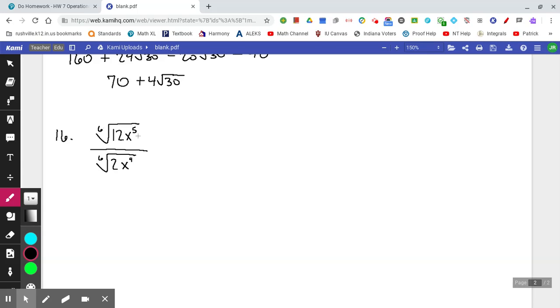All right, so since I'm working on dividing here, since these are both under the 6th root radical, that means that I can.